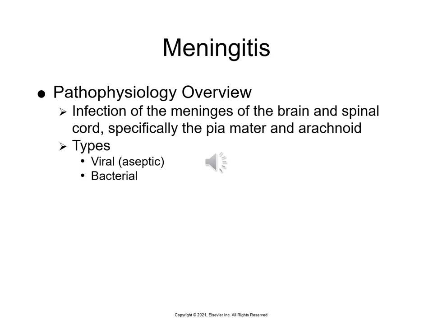So we know itis means inflammation. So this is inflammation of those meninges we just discussed that surround the brain and spinal cord. There are many different types that we will discuss. Viral meningitis is self-limiting, so typically full recovery by your client or patient. Causes include measles, mumps, herpes simplex, herpes zoster.